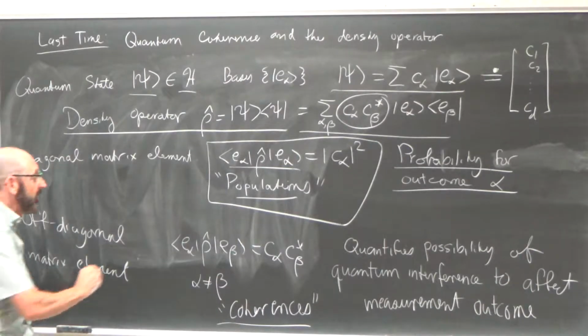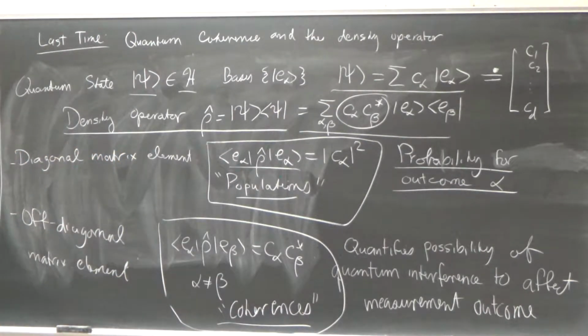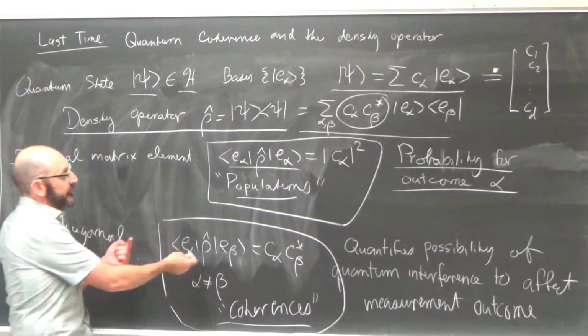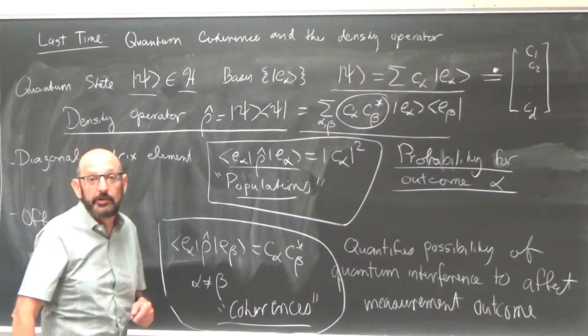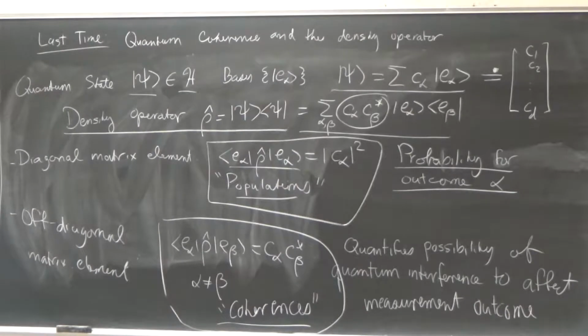The off-diagonal elements we call the coherences. And they're called the coherences because, as we know, coherence means something about interference. And so what the off-diagonal matrix element tells us is something about how quantum interference can occur between those alternatives, and how that interference would affect a particular measurement outcome.